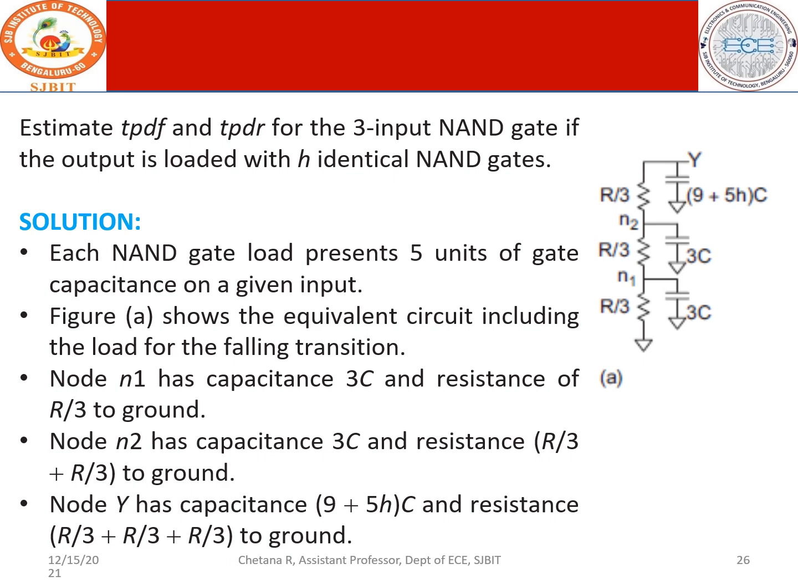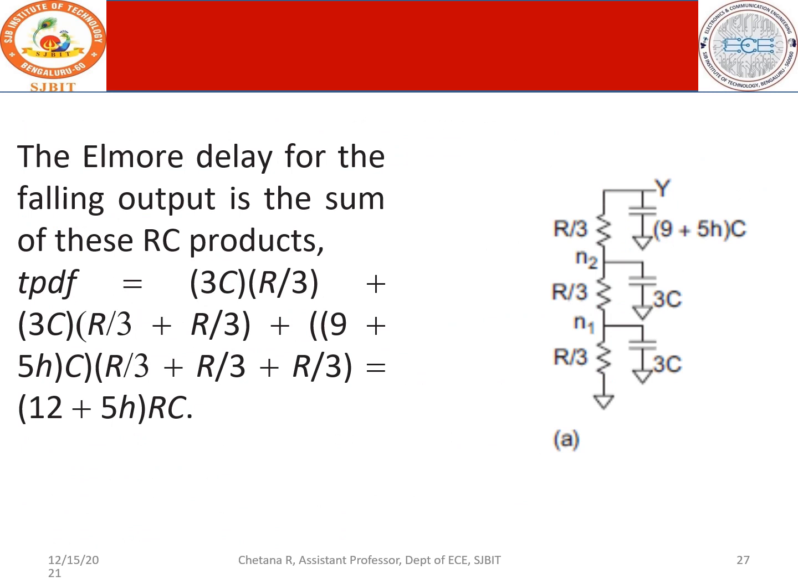Similarly, the last node, node 3, has the capacitance 9 plus 5H divided into R by 3 plus R by 3 plus R by 3. So these are the capacitances and the resistances at the respective nodes N1, N2 and N3. Therefore, the delay for this is given by 3C into R by 3 plus 3C into R by 3 plus 9 plus 5H C into R by 3 plus R by 3 plus R by 3, which turns out to be 12 plus 5H RC.